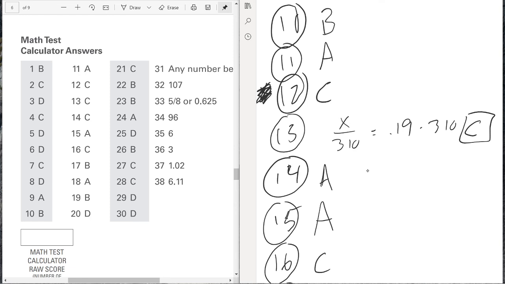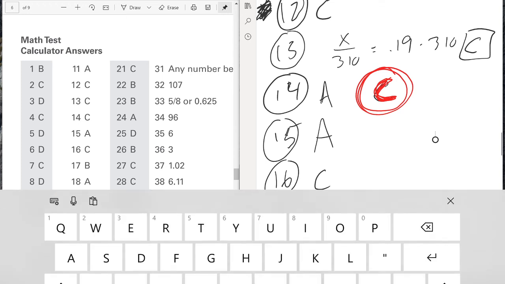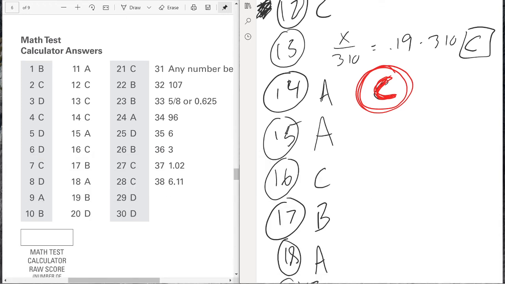Oh, I got one wrong. So I did not max out this SAT. I did not get an 800 on it. Very interesting. So I'm going to circle this in red. So C was the correct answer for 14. I'll have to go check that out. 14 C, okay. 13 was C, 15 A.